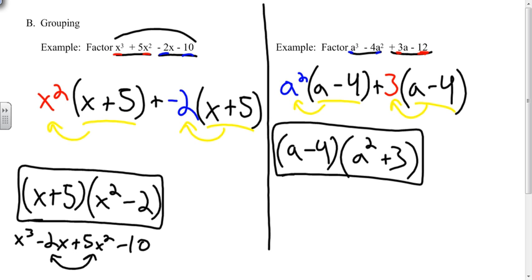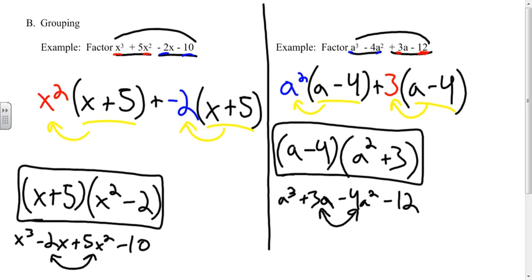And to check that, again, we FOIL. A times a squared is a cubed. A times 3 is 3a. Negative 4 times a squared is minus 4a squared. And negative 4 times 3 is negative 12. Commutative property says we can flip this around, and that makes it look exactly like what we have there, the a cubed minus 4a squared plus 3a minus 12.